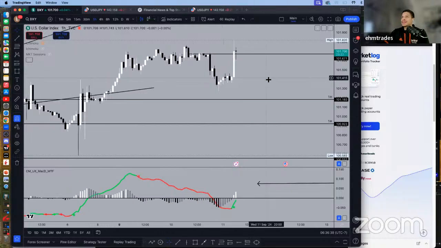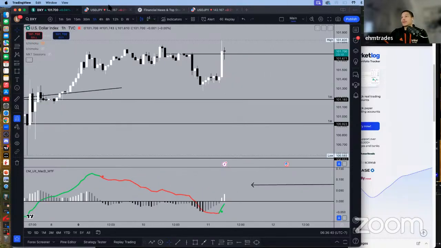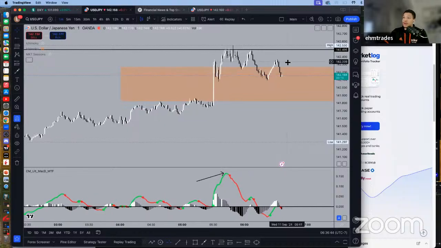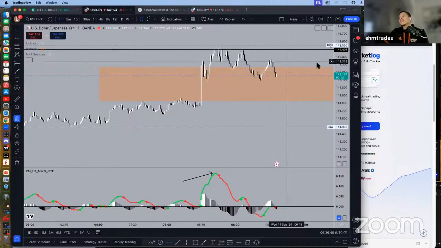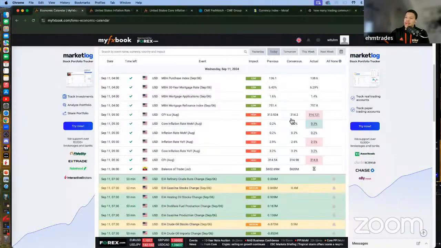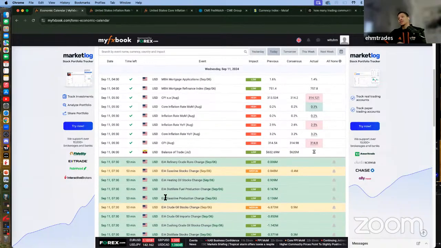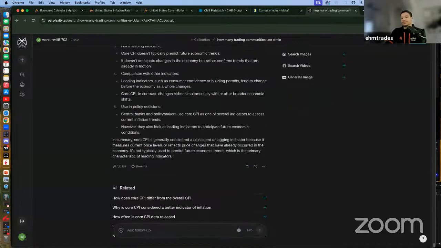And this is where I start to really enjoy these macros, right? Because even though it hasn't come in yet, the core inflation rate, I know, is not a lagging indicator. And let me just double check on it.